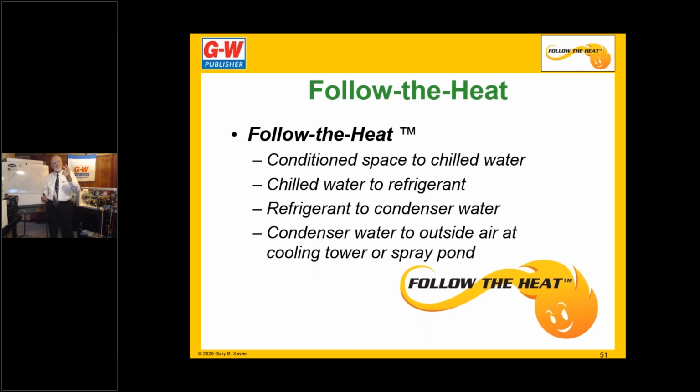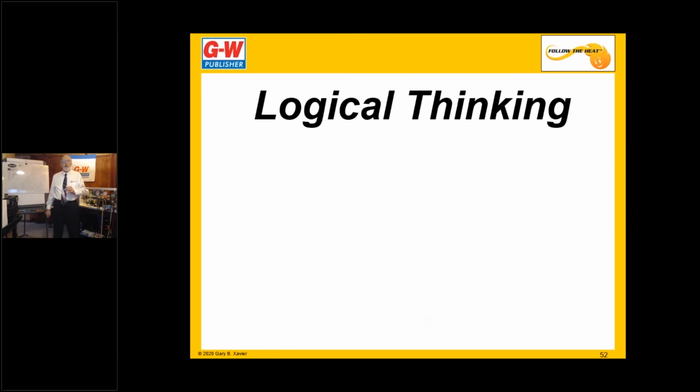So it can be 2 steps or 3 steps or 4 steps or more. I've seen systems with 5 or 6 or 7 steps because they added extra heat exchangers in there. But it's just logical thinking to follow the heat through the system. Follow the heat through the system. It makes good sense. So we want to know that for air conditioning and refrigeration systems.